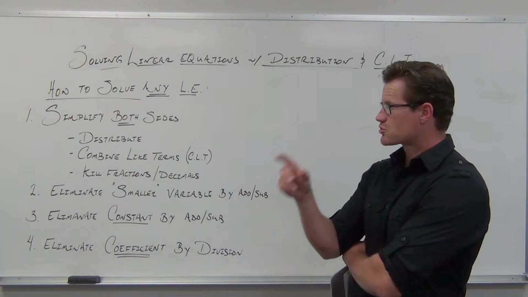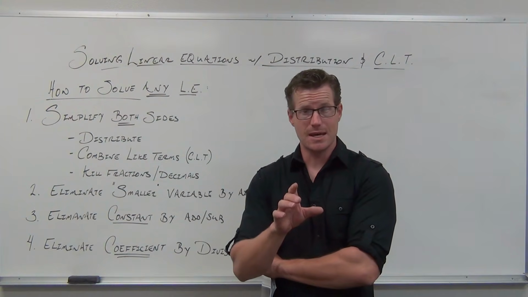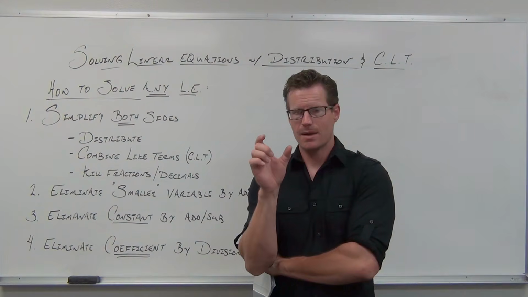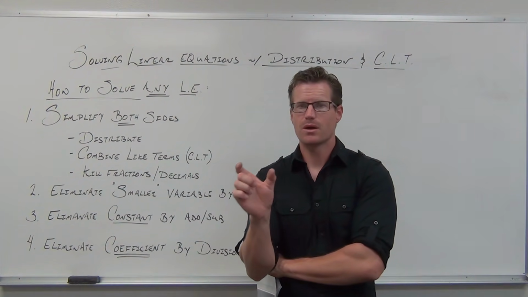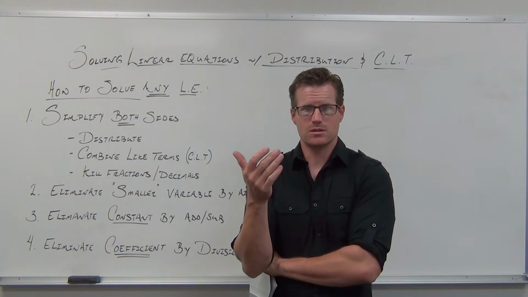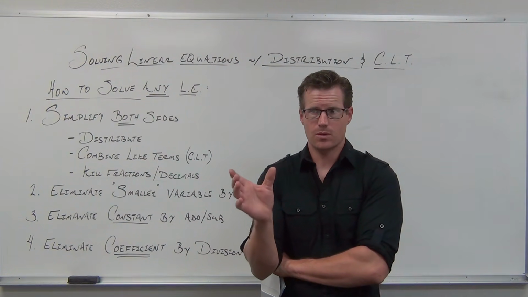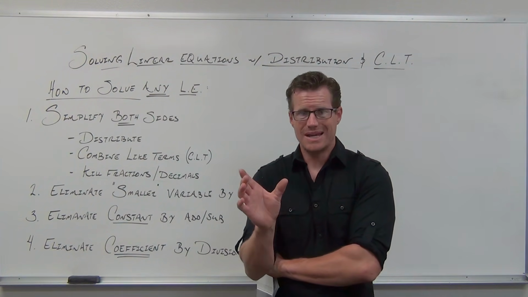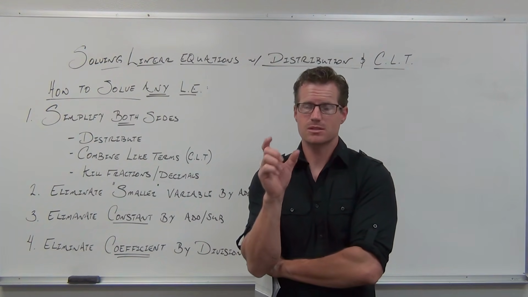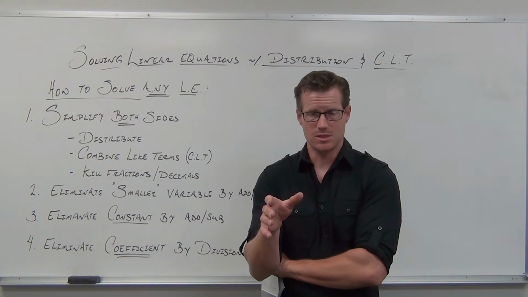Next, if you've distributed, you might have to combine some like terms. Like terms are the same terms, having the same variable raised to the same power. So for us, since we only have one variable raised to the first power, your like terms either have a variable or they don't. So basically that means terms with variables, you get to add those, or terms without variables, constants, you get to combine those as well. So that's basically it. We'll be talking about combining like terms in this video.